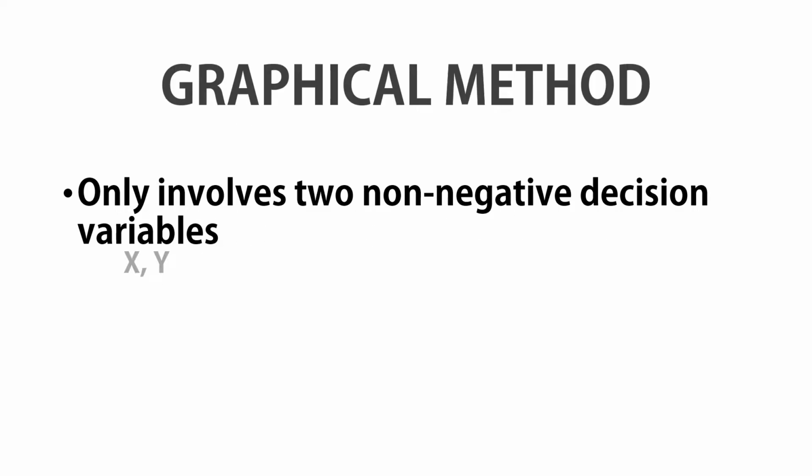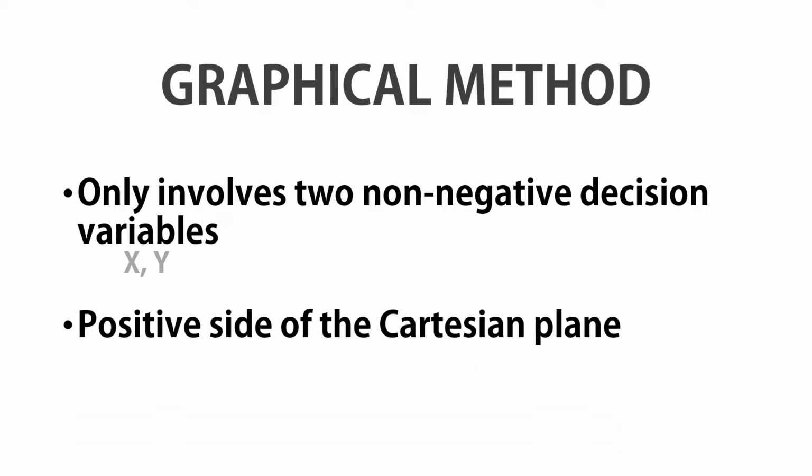From the name graphical, we utilize a graph or a Cartesian plane. Since the two decision variables, x and y, are non-negative, we consider only the first quadrant of the Cartesian plane, the positive side of the Cartesian plane.